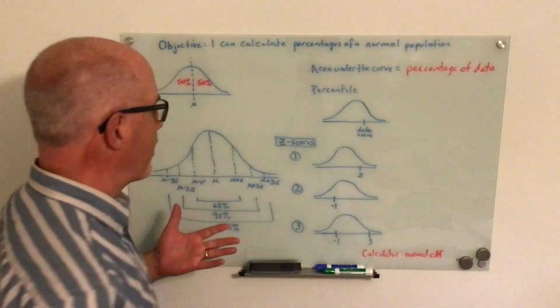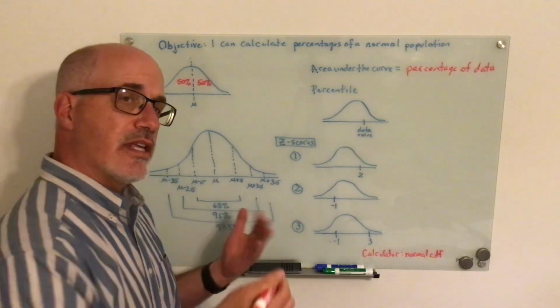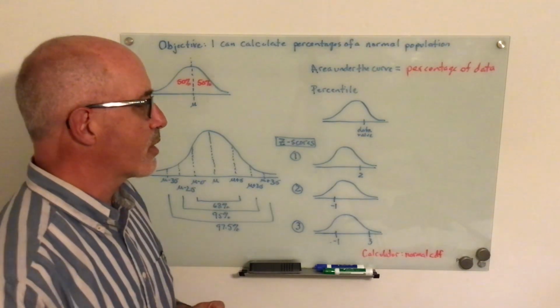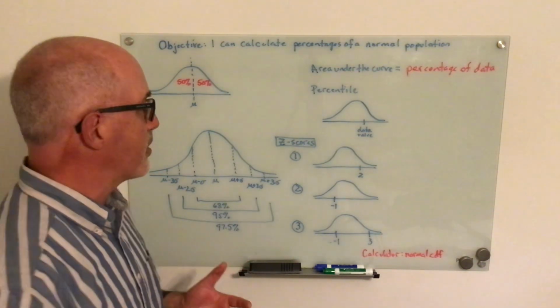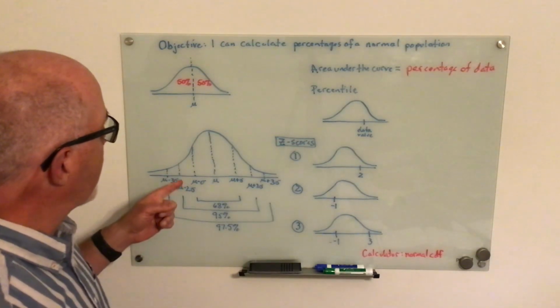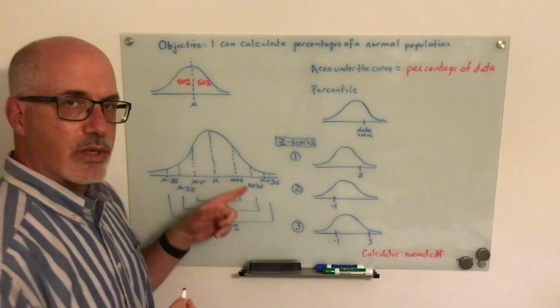Here we're going to talk about z-scores, like between different z-scores or underneath a z-score or above a z-score. So all those sorts of things we're going to be using this information. So looking at this, we're going to talk about how we're going to use the percentages in these different regions.